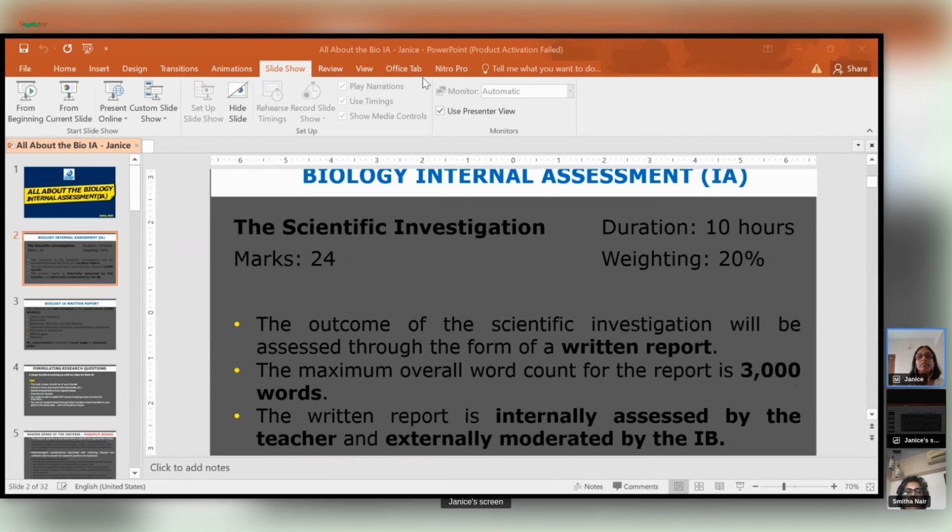Now, the things in the scientific investigation written report that are not included in the word count are the charts, the diagrams, the tables that you make, the equations that you write, the formulas, the calculations, the bibliography, the citations, referencing. It can be a footnote, it can be an in-text citation, anything, bibliography, headers. These are the few things that are not included in the 3,000 words.